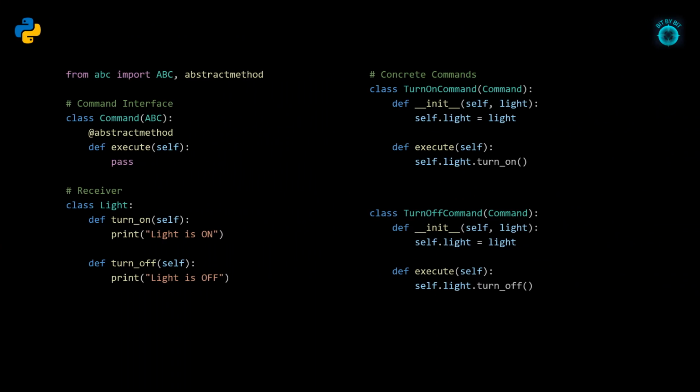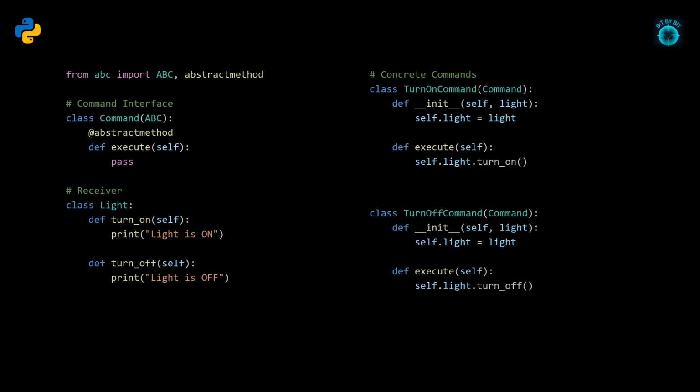This code demonstrates the command pattern by modeling a remote control for turning a light on and off. First, we define an abstract command interface with one abstract method called execute. This defines the common interface all command classes must follow. Next, we have the receiver class called Light. This class has the actual methods for turning the light on and off. We then create two concrete command classes, TurnOnCommand and TurnOffCommand. Each of them stores a reference to the Light object and implements the execute method to call the appropriate action on the light.